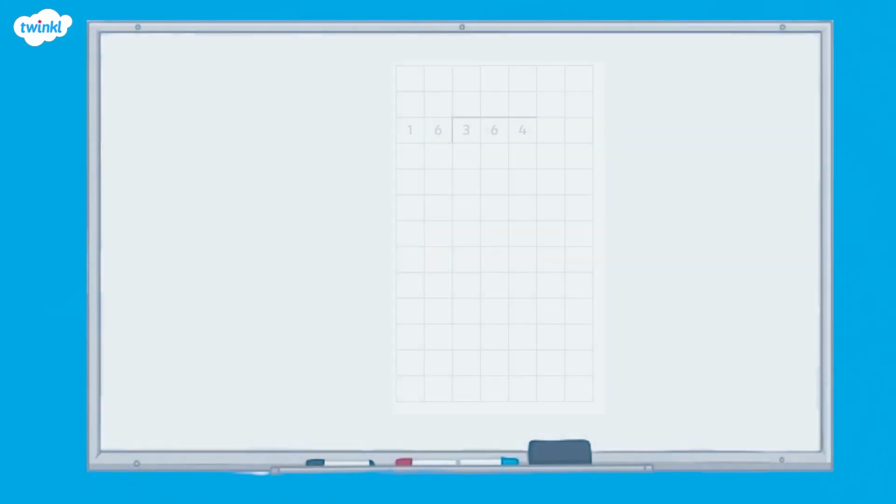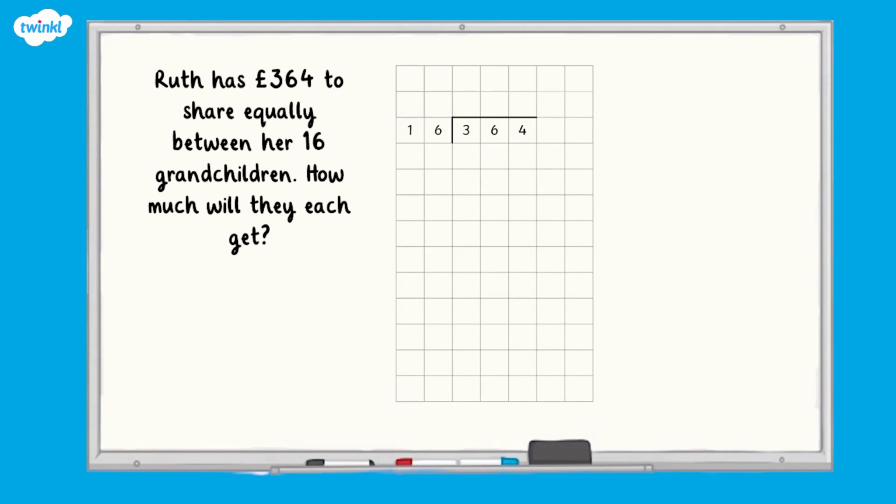Now it's time for a challenge. Can you use the method that we've just practiced to solve this problem involving money? Ruth has £364 to share equally between her 16 grandchildren. How much will they each get? Be careful with this one, only stop dividing when your remainder is down to 0.